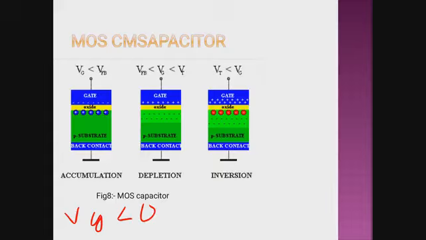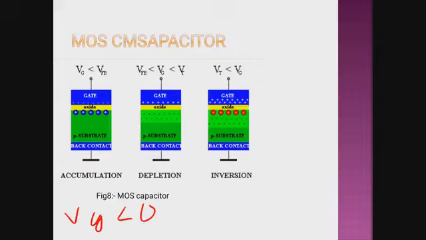So holes are attracted towards the SiO2 layer. This is the gate terminal. The blue color represents the gate terminal, the metal terminal. The yellow color represents the oxide, silicon dioxide, which is an insulator. That is why it is called insulated gate, because the gate is not connected directly with the surface of the substrate. And the green terminal is the substrate terminal. Here the chosen substrate is p-type.